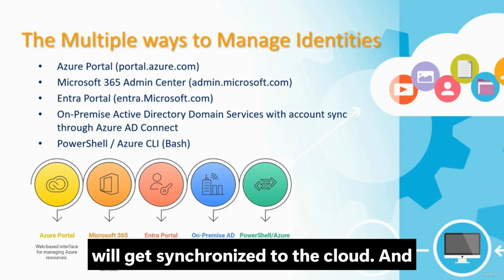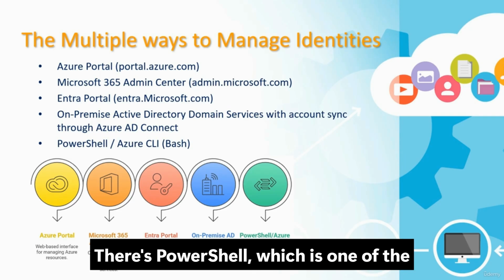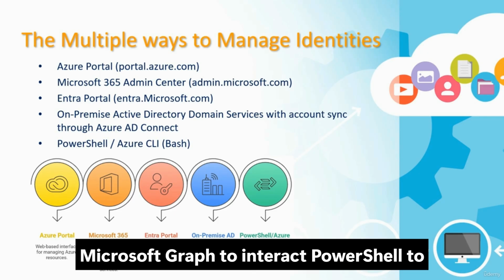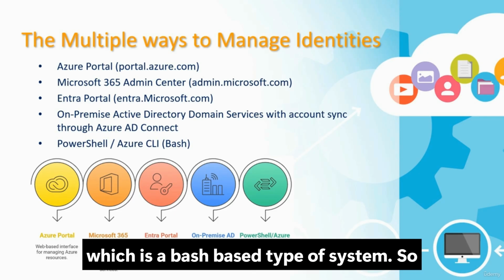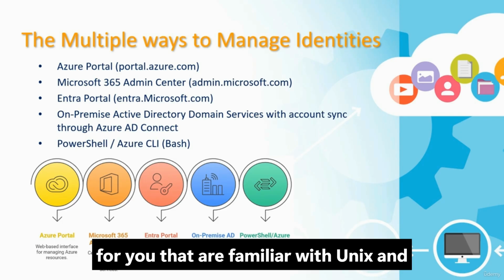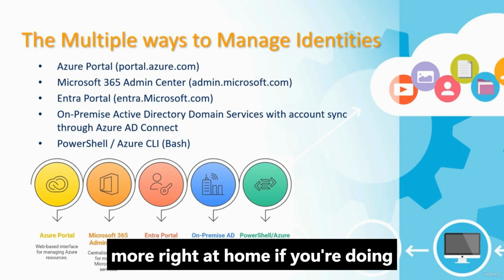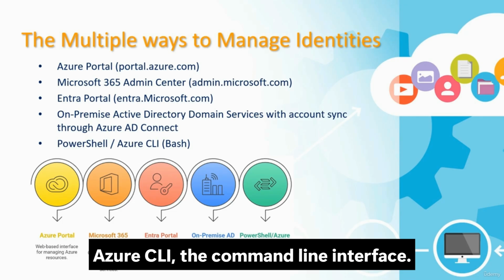And then, of course, there are command line options for working with identities. There's PowerShell, which is one of the most common ways. We'll use what's called Microsoft Graph to interact from PowerShell to Microsoft Entra. And then there's Azure CLI, which is a bash-based type of system. For those of you who are familiar with Unix and Linux, bash and all that, you would feel more at home doing command line work using what's called Azure CLI, the command line interface.